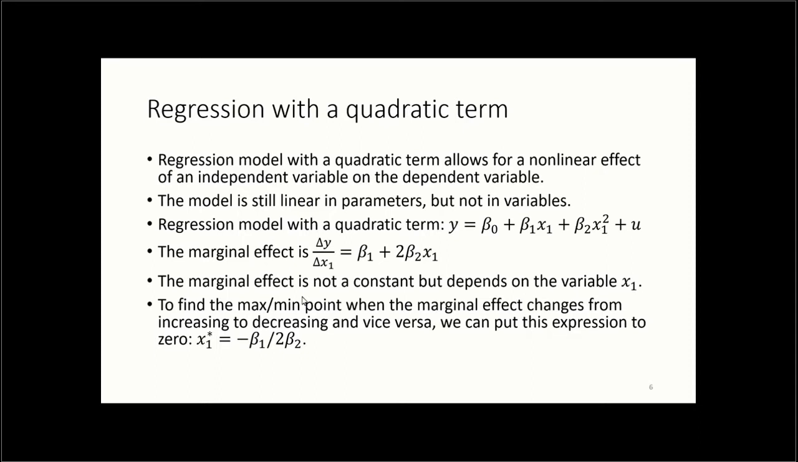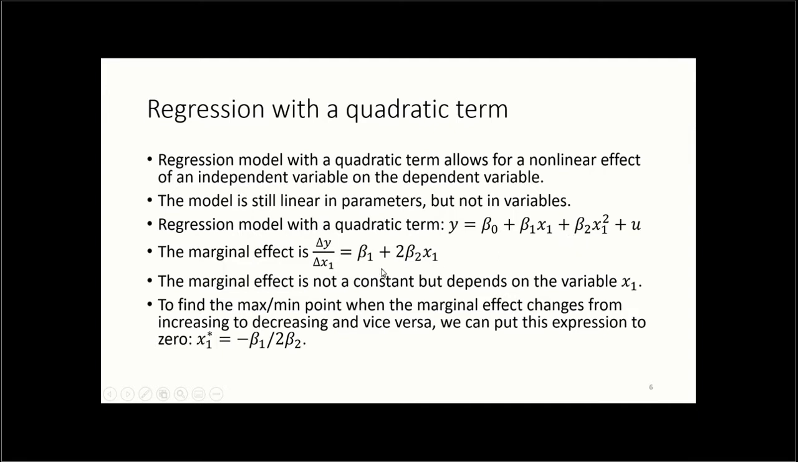Okay, so let's look at the regression that has a quadratic term that allows for a nonlinear effect of an independent variable on the dependent variable. So the model is still linear in parameters, but not in the variables. So here's how a regression with a quadratic term looks. Not only do we have x1 here, but now we have x1 squared. Notice that the variable is squared, but the parameter is still linear on it.